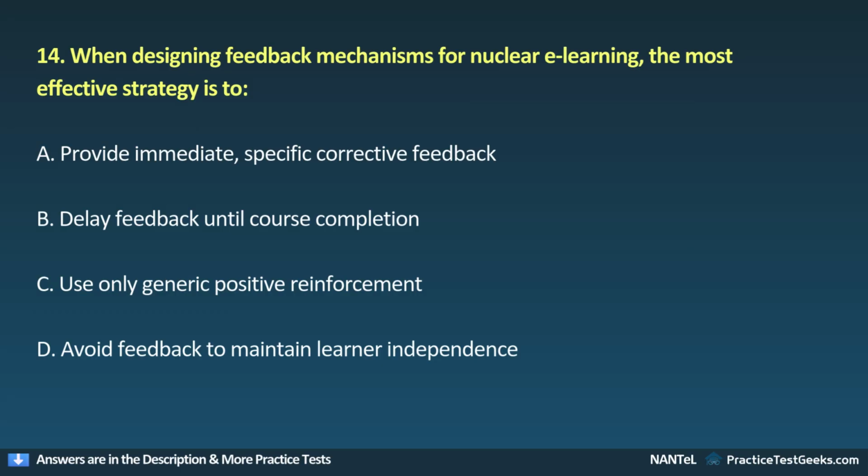14. When designing feedback mechanisms for nuclear e-learning, the most effective strategy is to A. Provide immediate, specific corrective feedback. B. Delay feedback until course completion. C. Use only generic positive reinforcement. D. Avoid feedback to maintain learner independence.